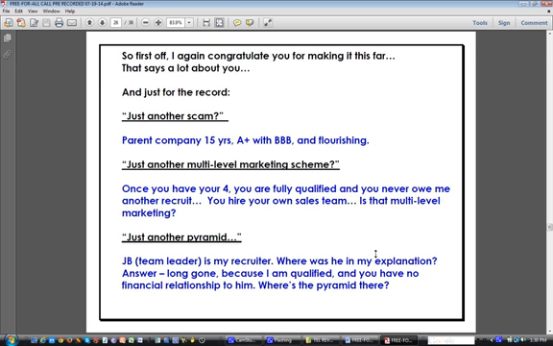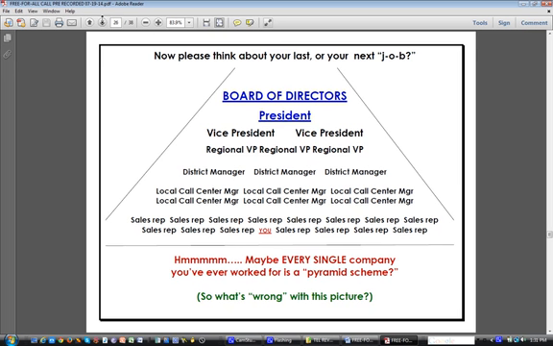Just another pyramid? Here's my favorite one. Now remember that JB is my recruiter and I referred to him. Where was he in my explanation of the compensation? The answer is long gone because I'm qualified. I pay him his $100 every month, but I owe him nothing else. You have no financial relationship to him whatsoever. So where's the pyramid there?